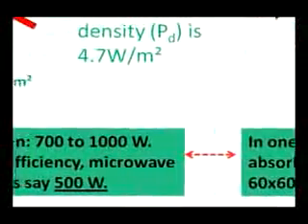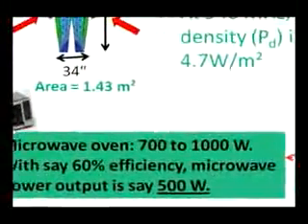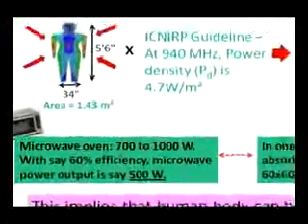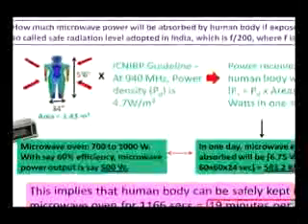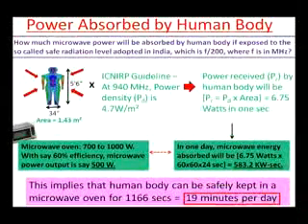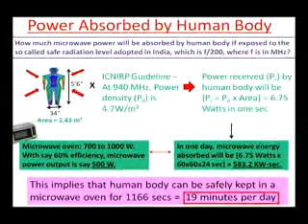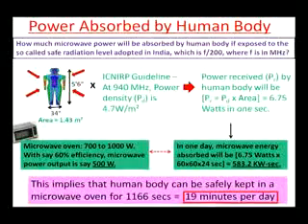Now what is the microwave power? 500 watt. So you take this energy, divide by this. So what they are saying as a safe limit is that you can put a human body safely in a microwave oven for 90 minutes per day.